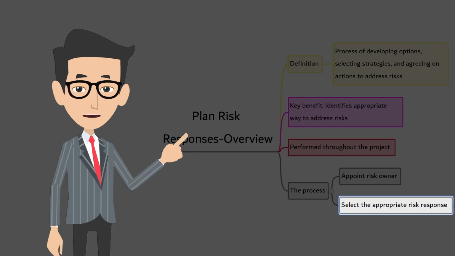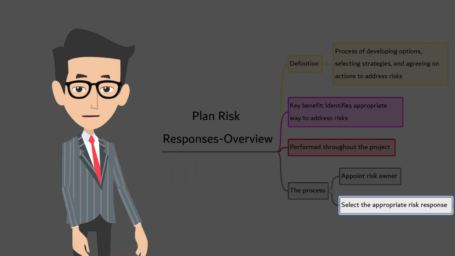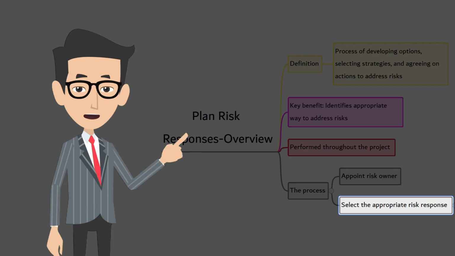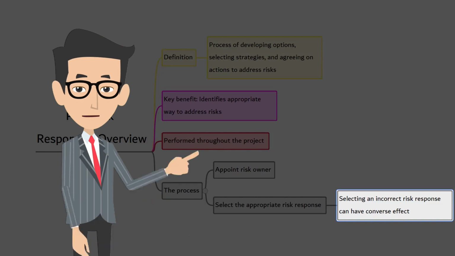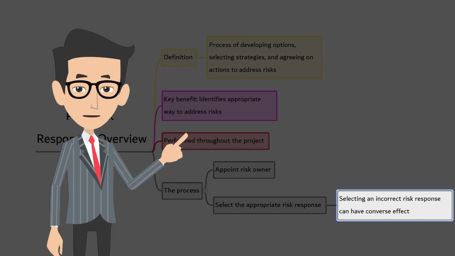You may have to choose the optimal risk response from several options. Structured decision making technique may be used to choose the most appropriate response. For large projects, you may have to use mathematical models. The right risk response minimizes the threat and maximizes the opportunities. An unsuitable risk response may have the converse effect. So you need to be careful.